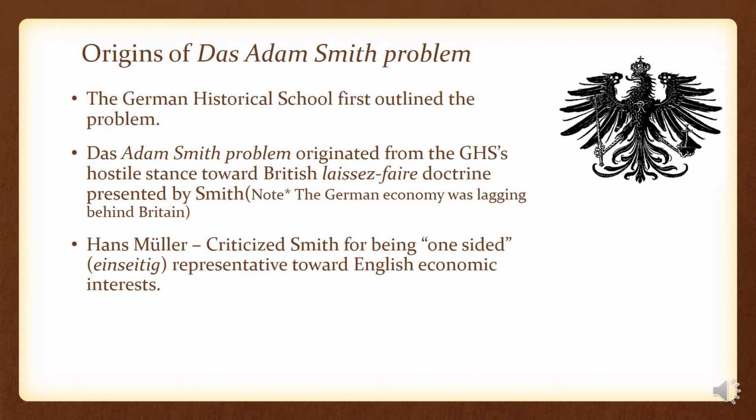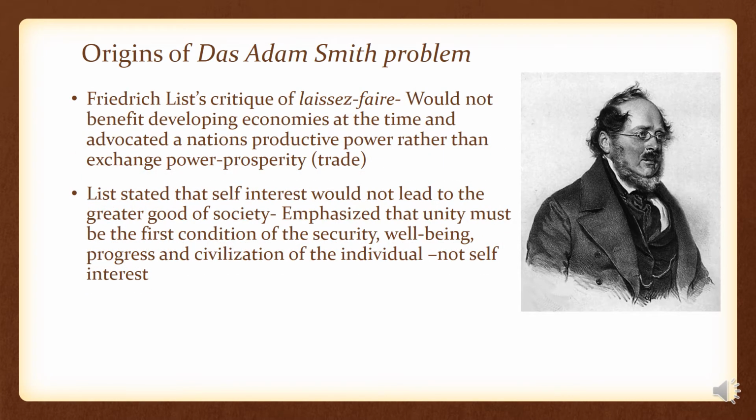And therefore Hans Müller, one of the founders of the German historical school, criticized Smith for being too one-sided as a representative of the English economic interests. Furthermore, Friedrich List was one of Smith's biggest critics regarding laissez-faire and stated that laissez-faire would not necessarily benefit developing countries at the time as a remedy, and he advocated that nations focus on productive power rather than exchange in power and prosperity, which obviously is trade. Friedrich List also stated that self-interest would not lead to the greater good of society.